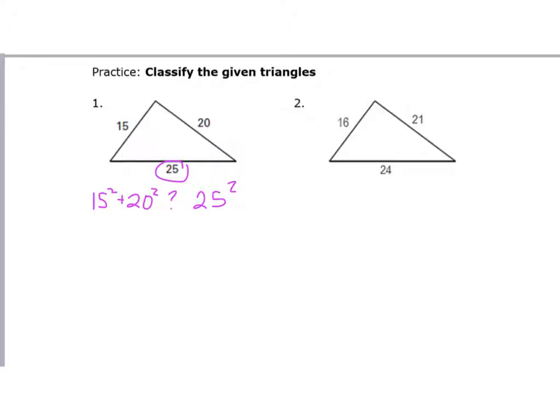Okay, so in my calculator, I'm just going to type 15 squared plus 20 squared. When I do that, I get an answer of 625. When I type in 25 squared in my calculator, I also get 625. Okay, so these two are equal. They're the same. So if they're equal, then that means yes, this is the hypotenuse. This is a right triangle.